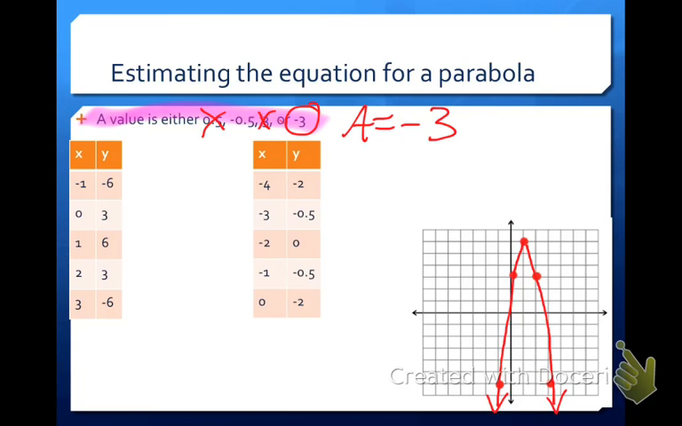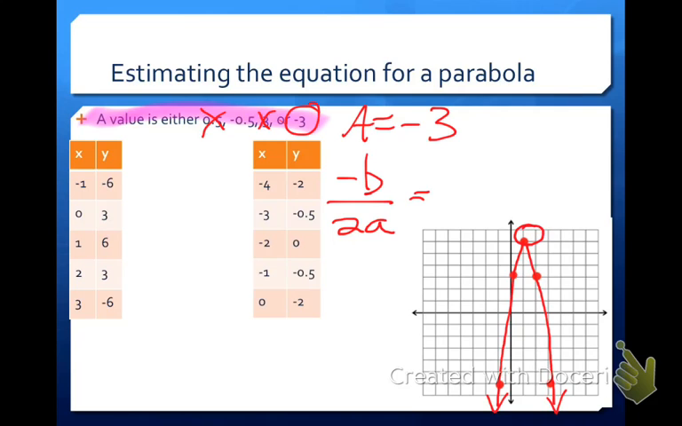And again, I know that because it's facing downward and it's skinny, the skinny graph has a larger absolute value for the a value. If it's fatter, it's going to be closer to 0. If it's wider, it'll be further away from 0. So once I have my a value, then I have negative b over 2a, and that'll equal my vertex.